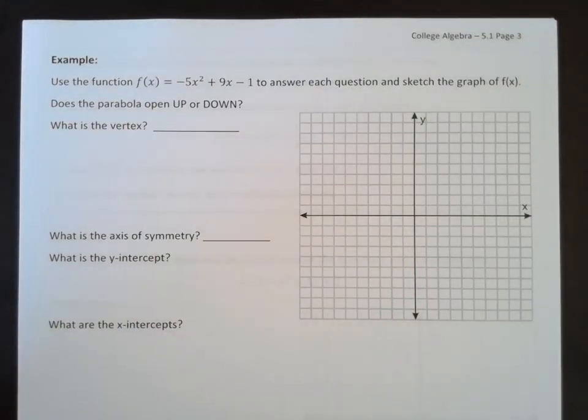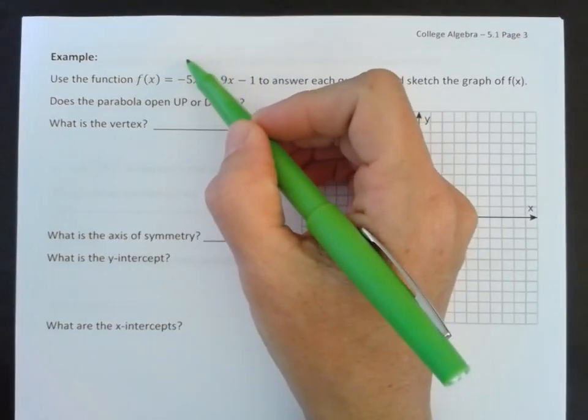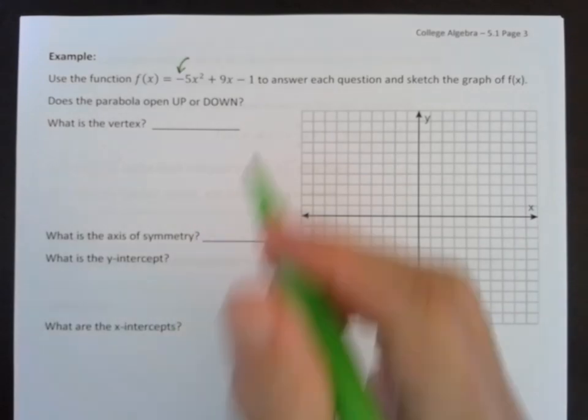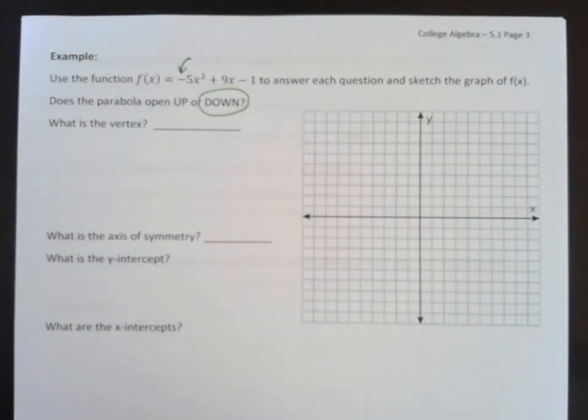Use the function f of x to answer each question and sketch the graph of f of x. Does the parabola open up or down? You can see by the leading coefficient being negative that this parabola is going to be opening down.